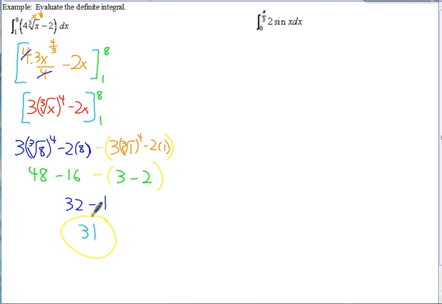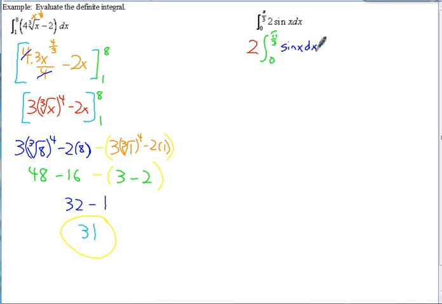All right, let's take a look at the next one here. So on this one, we're integrating 2 sine of x. So the first thing we could do to make it a little simpler is we can pull that constant of 2 out in front. So then it's just an integral from 0 to pi over 3 of sine of x dx.